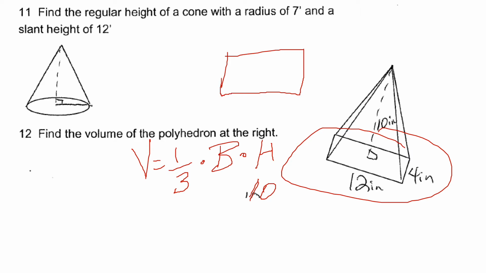So, okay, my base is a rectangle that's 12 by 4. All I need is the big B. What's the formula for a rectangle? Base times height, 12 times 4 times that 10, and then don't forget 1/3, because it doesn't have 2 bases. 12 times 4 times 10, and 1/3 of that. No problem. It makes 160.